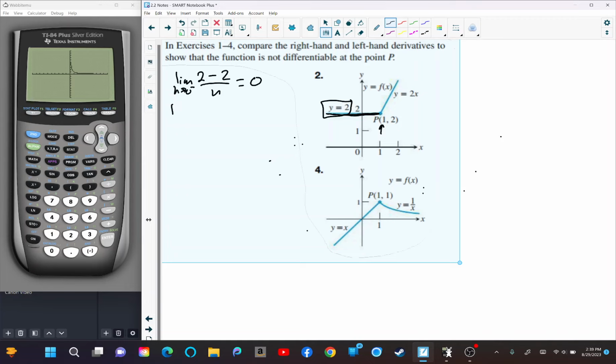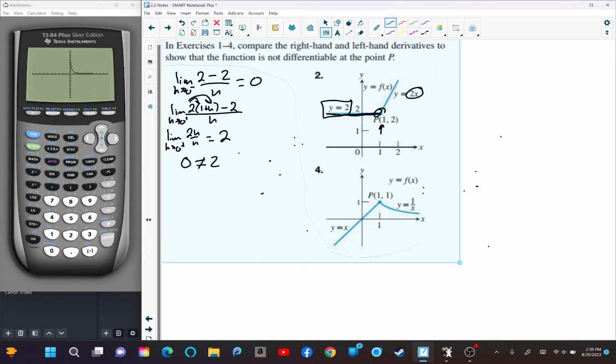How about the right side? Limit as h approaches 0 from the right. Well, now this function is 2x. We have 2 times 1 plus h minus 2 times 1, which is 2 over h. So that's the limit as h approaches 0 from the right of, we'll have 2 and 2h, but 2 minus 2 is 0, so we have 2h over h. Well, the h's cancel, and 2, and 0 does not equal 2, so the function is not differentiable at 1 there.